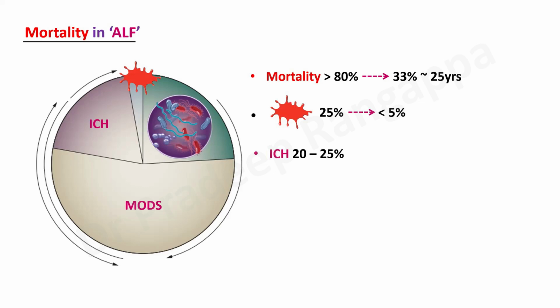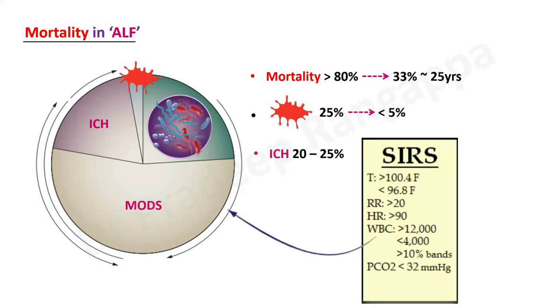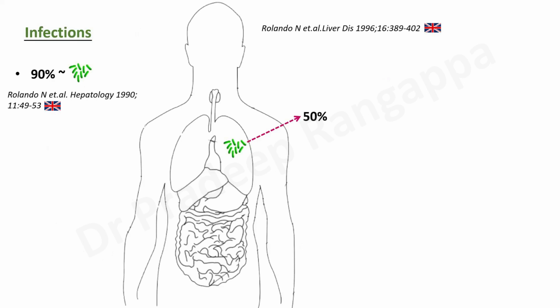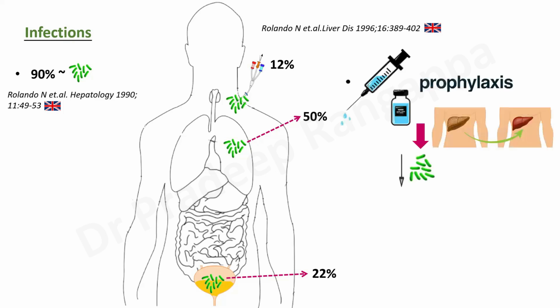And intracranial hemorrhage as a cause remains at 20 to 25%. And the commonest cause for multi-organ dysfunction in liver failure is the first response that they have, which leads to organ dysfunction. Infections: 90% of the liver transplant patients have infections, and the commonest cause is the lung. 50% of them will have lung infection, 22% is shown to have urinary tract infection, 12% is known to have some CRBSI due to catheters in place.